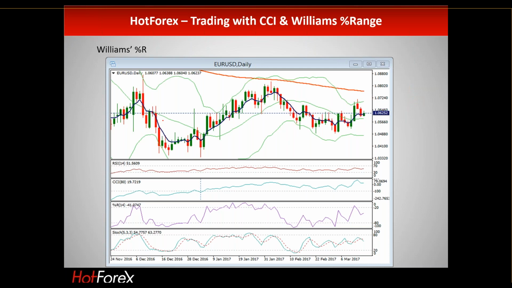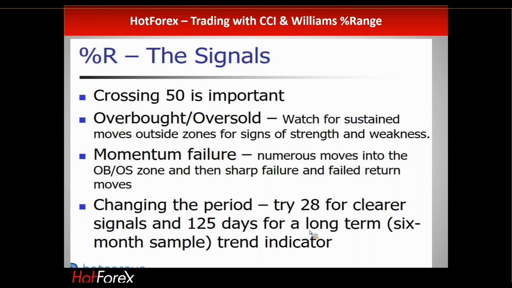So, the signals and the rules with percentage R. Crossing the 50 is important. It wasn't actually on that line. So again, it's all about oversold and overbought. Crossing the 50 suggests momentum in the direction we want it to go. Also, the other great thing about Williams percentage R, just like CCI, is the rejection of the levels.